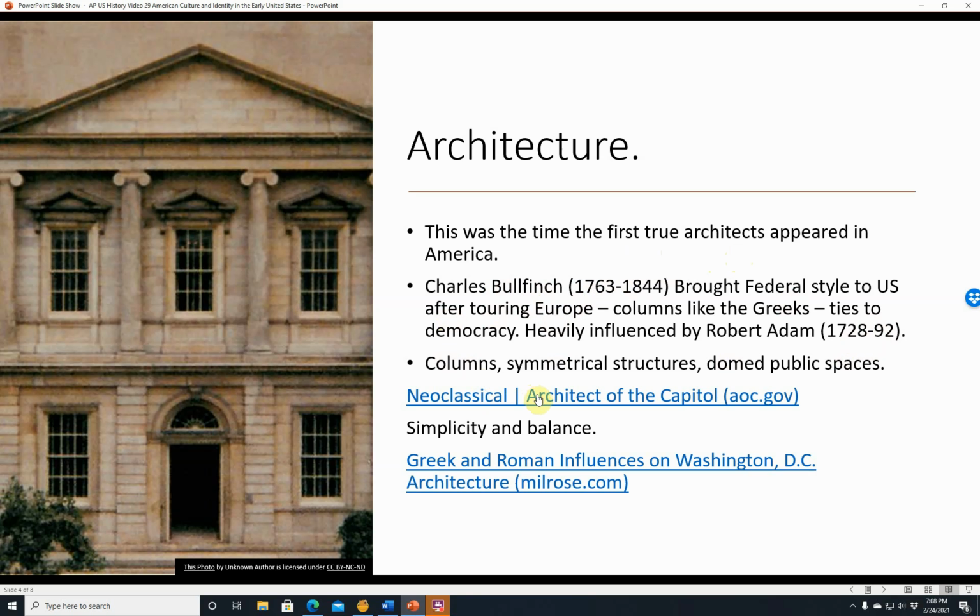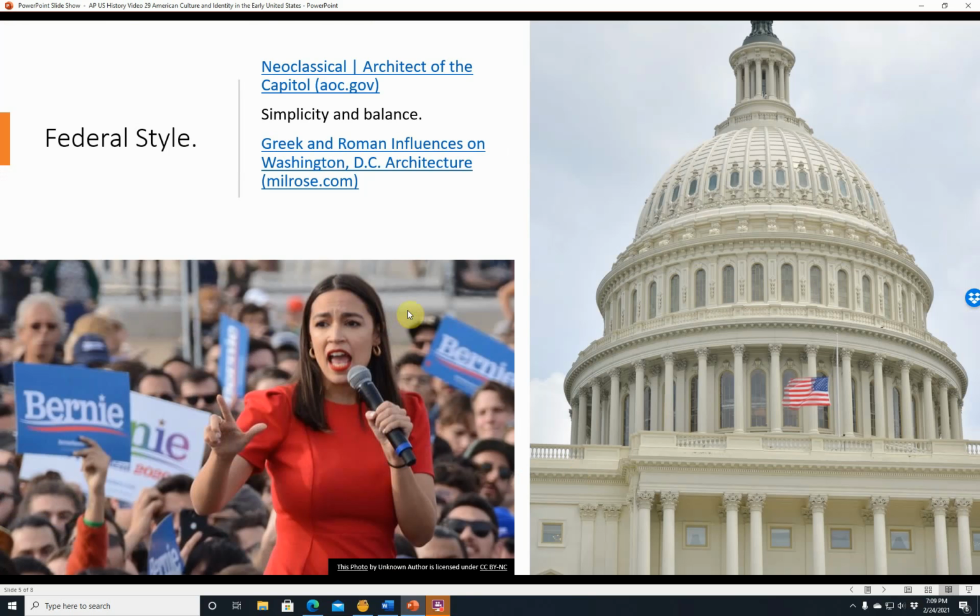So neoclassical, you can see the Architect of the Capitol at aoc.gov. And simplicity and balance, you can see Greek and Roman influences on Washington, D.C. architecture at millrose.com. So let's move on. So I talked about AOC, not this AOC, the Architect of the Capitol. So we can take a look at this here.